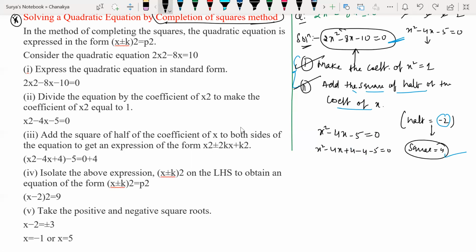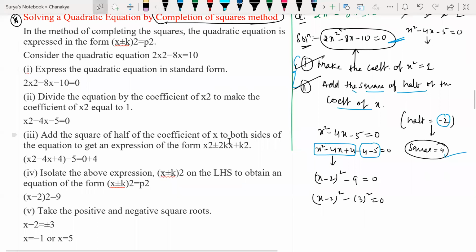Let me tell you. Look at this here. If I add this over, this becomes what? And this becomes what? Now look, the first expression is of the form a minus b whole square: x minus 2 whole square minus 9 is equal to 0. Now, 9 can be written as 3 square, equal to 0. Isn't it?